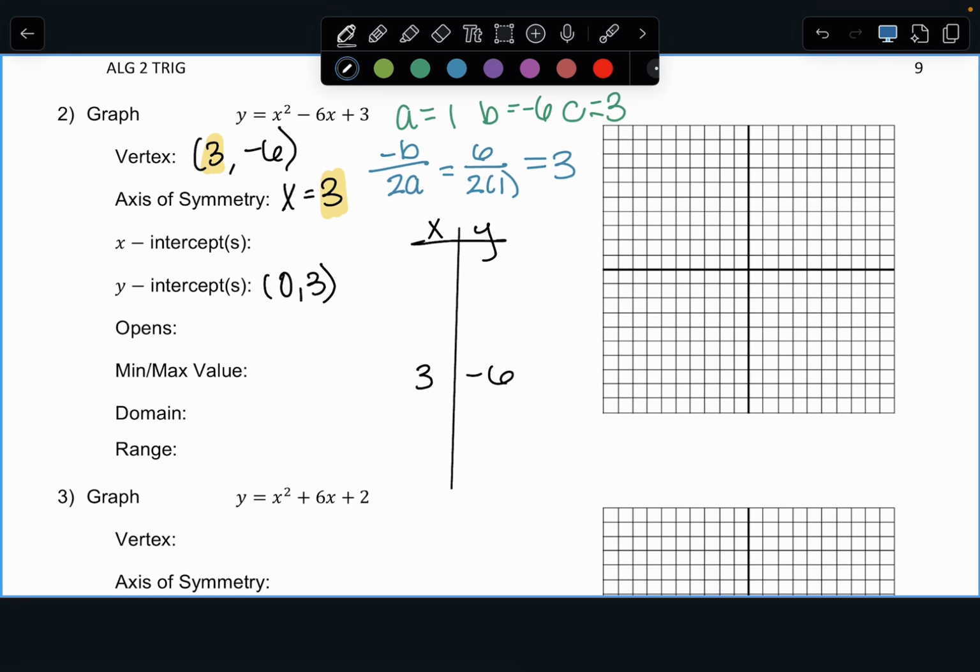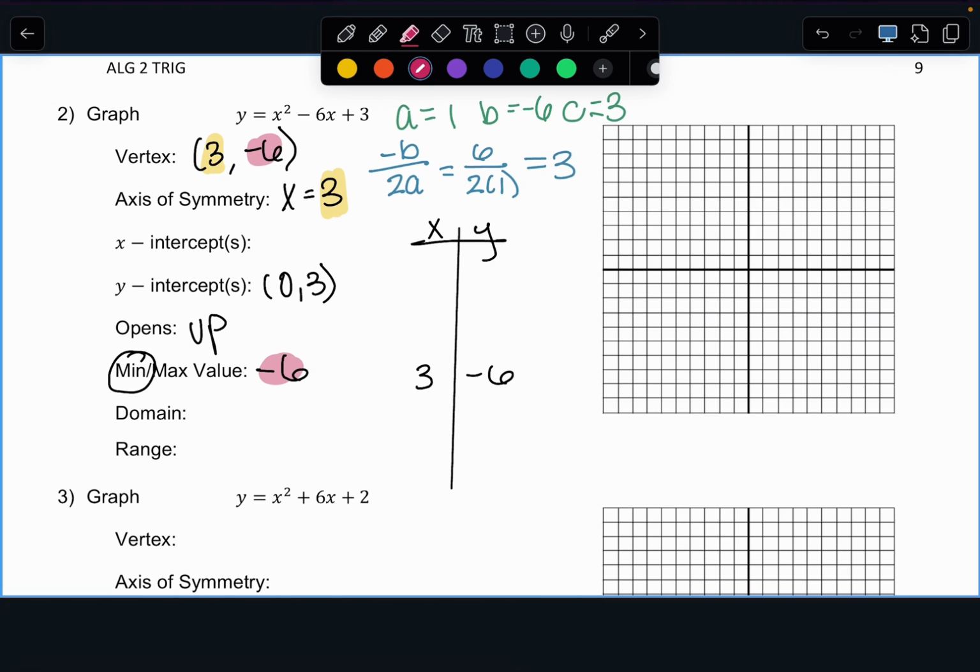A is 1, so does it open up or down? It's positive 1, yeah, up, which means I have a minimum of -6. It's your Y. How'd you guys find out -6? We plugged it in. Plugged 3 into our equation. We got -6. Okay, and then the Y-intercept? 0, C. C is 3. So 0, 3. Okay? Not 0 times 3. No, the point. 0, C. 0, 3. The ordered pair. So you can only do that in standard form.